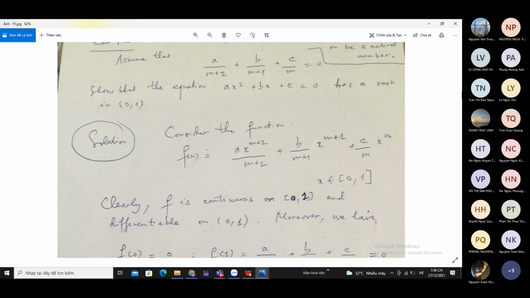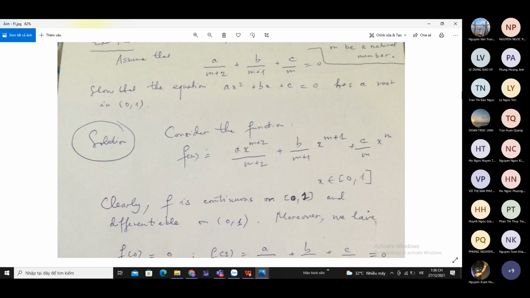So here we consider the general case. M may be number 2, number 3, number 4, and so on. Now we consider this function f of x given by a over m plus 2 times x to the m plus 2, plus b over m plus 1 times x to the m plus 1, plus c over m times x to the m. Here we consider this function on the closed interval 0, 1.